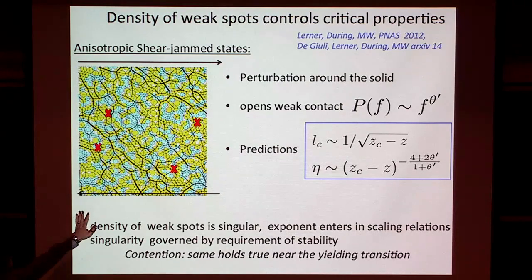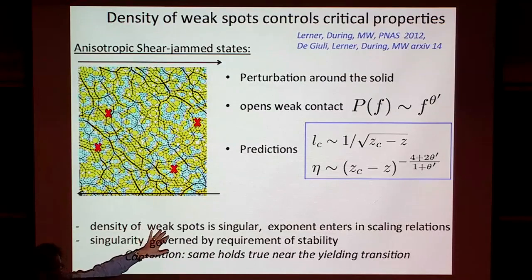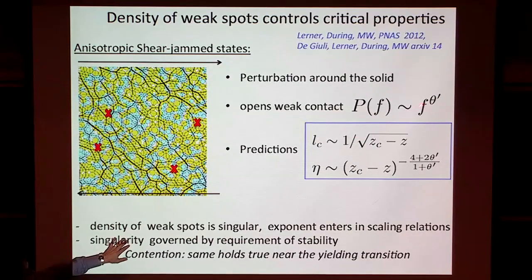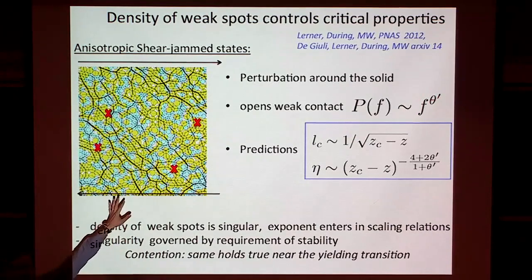So I think this is going to be very different from the yielding transition, but I think there are two ideas that are going to apply to the yielding transition too. Is that the density of weak spots in some sense is singular, and that the exponent that characterizes the density enters when you want to describe flow. And the second idea, which I don't have time to explain here, is that this exponent essentially has to do with the stability of the packing. You can show that if it was just a bit smaller, the packing would be unstable. As soon as you touch it, it would completely rearrange.